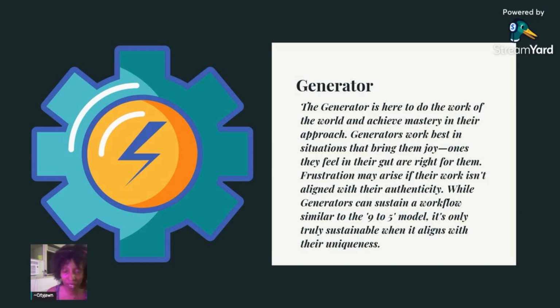And how do you know the ones that are aligned to you? Because you feel it in your body. You feel it in the energy of that defined sacral center. So that's how the generator works.